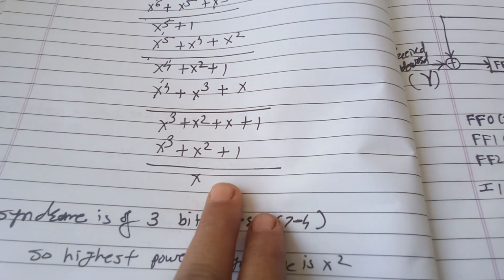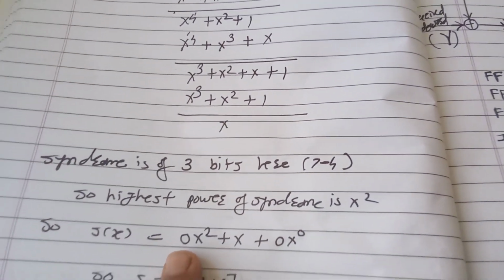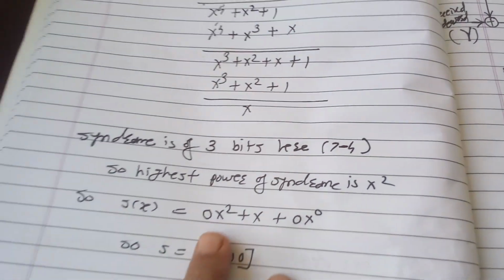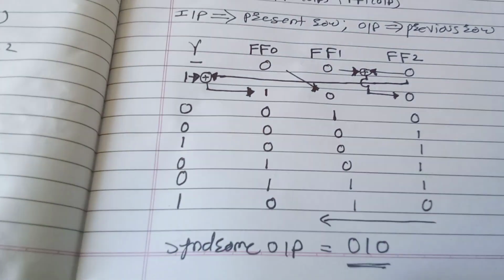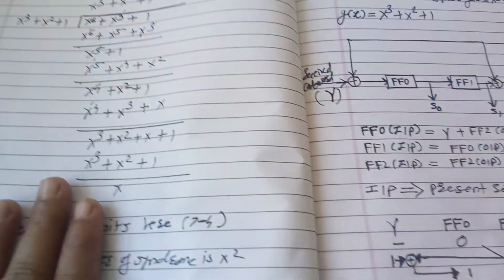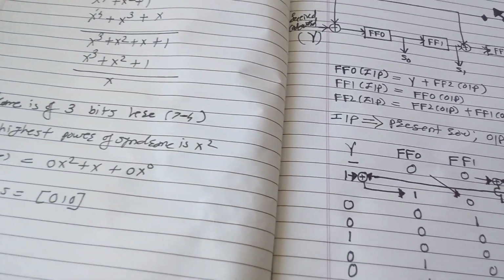The constant 1 is not there, so write down 0. So S(x) in the polynomial form will be 0x^2 plus x plus 0x^0. So that is equal to 0 1 0. So the same you have got here. But only attempt it if you have time, because it also takes time. But if you have time, then you can cross verify your answer.